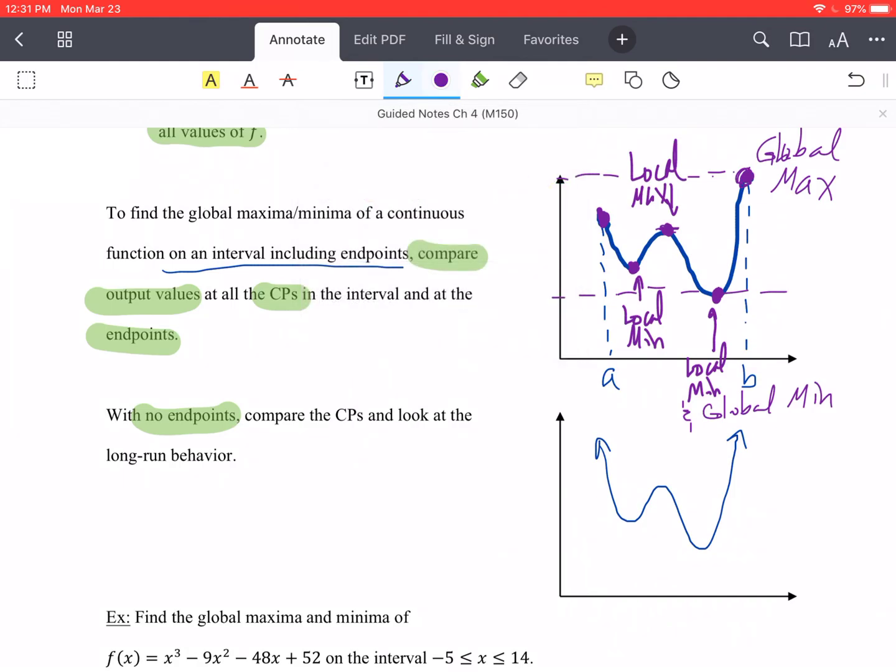So in this case, we still have our local min. We still have our local max. And we still have our local min down here. Now the absolute min remains unchanged. This point down here, this local min, is still the lowest point on the entire function. So this one is both the local and the global min. That has not changed.